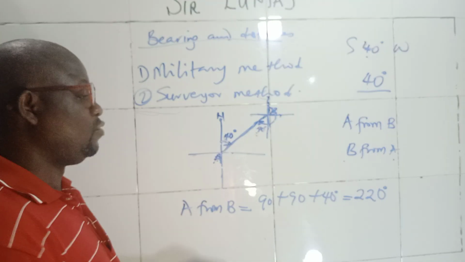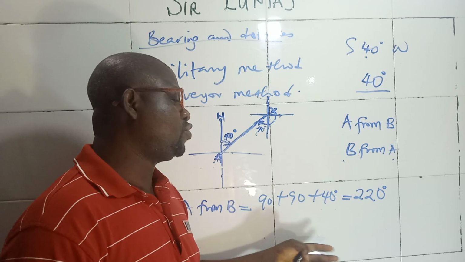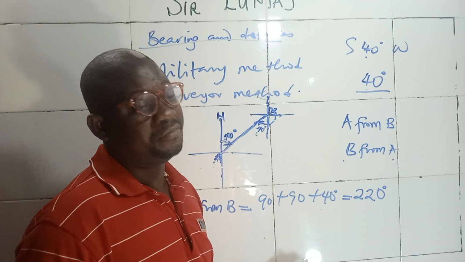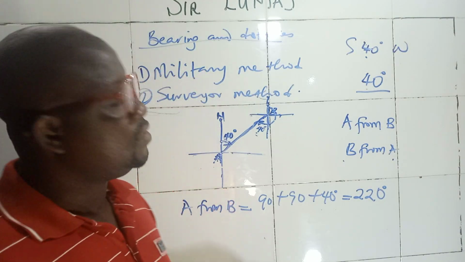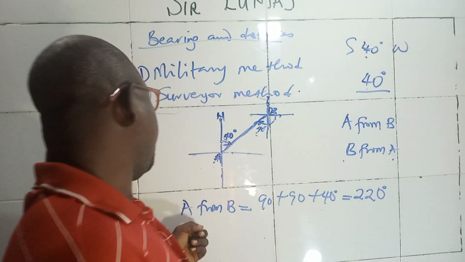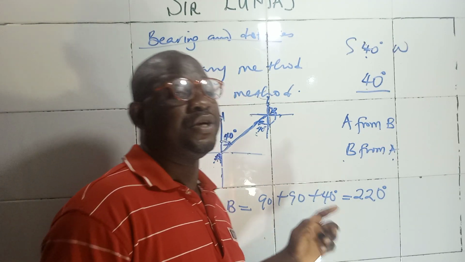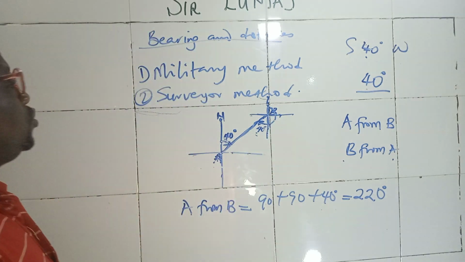In your options, they will put 40 degrees, 80 degrees, 320 degrees. They will just deduct 40 from 360 and get 320. But if you understand what you are doing, you will know that A from B is 220 degrees, like this.